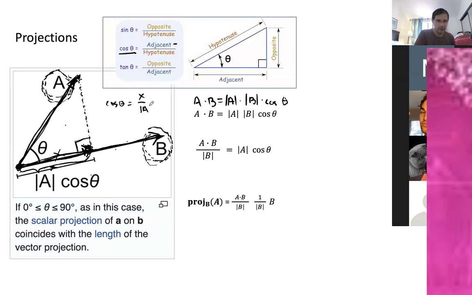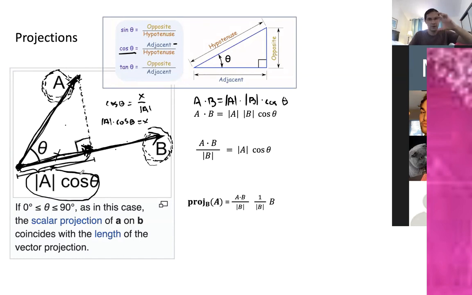Okay, so if I multiply both sides of this equation by the length of A, I get that the length of A times cosine theta is equal to x. So this is exactly A times cosine theta. Okay, so at least now we know how long this vector is supposed to be.